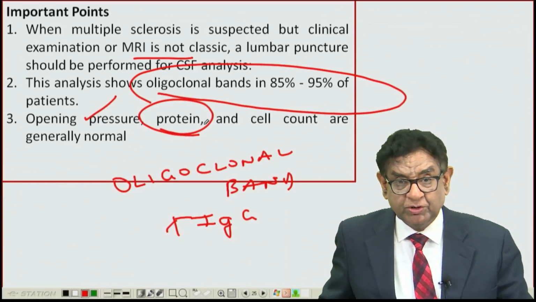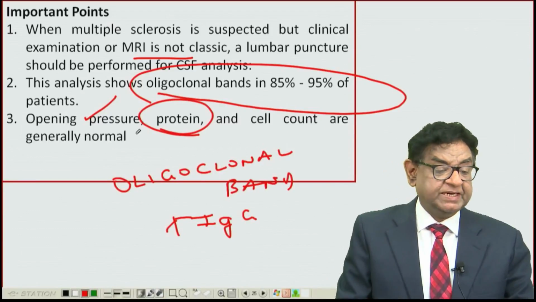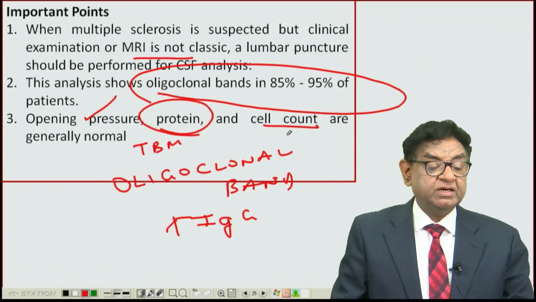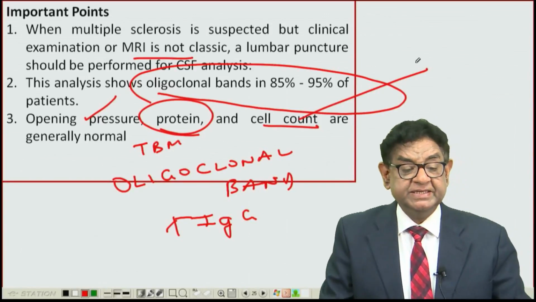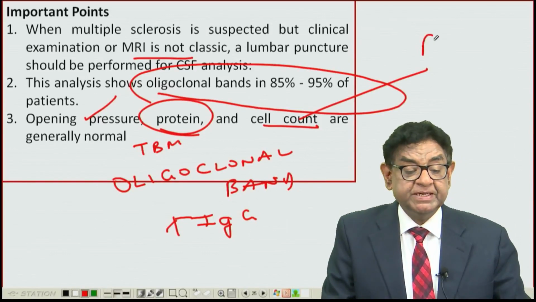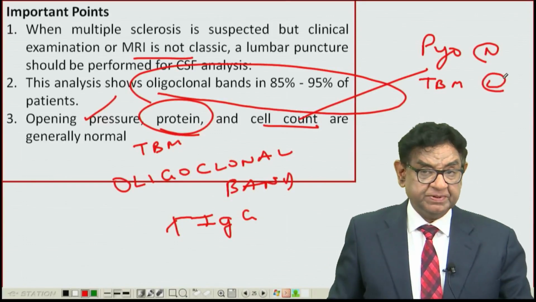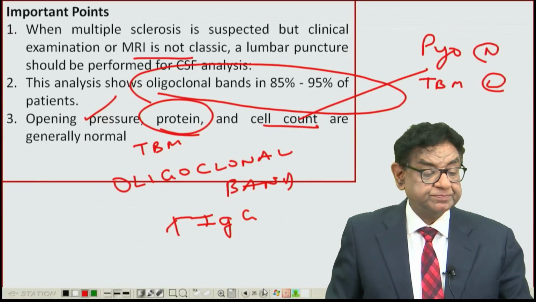But just to recall, very high protein levels are seen in TB meningitis. Cell count is normal. Cell count is highly increased in pyogenic meningitis, where neutrophils are increased. In TBM also, where lymphocytes are increased. But in this, they are normal.